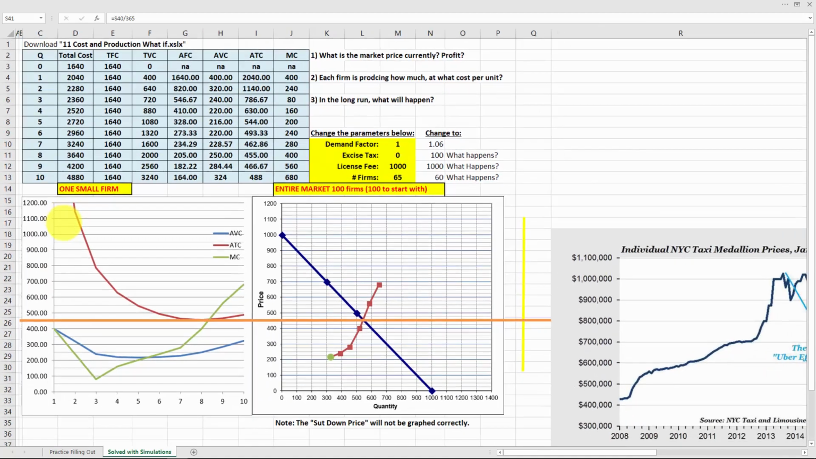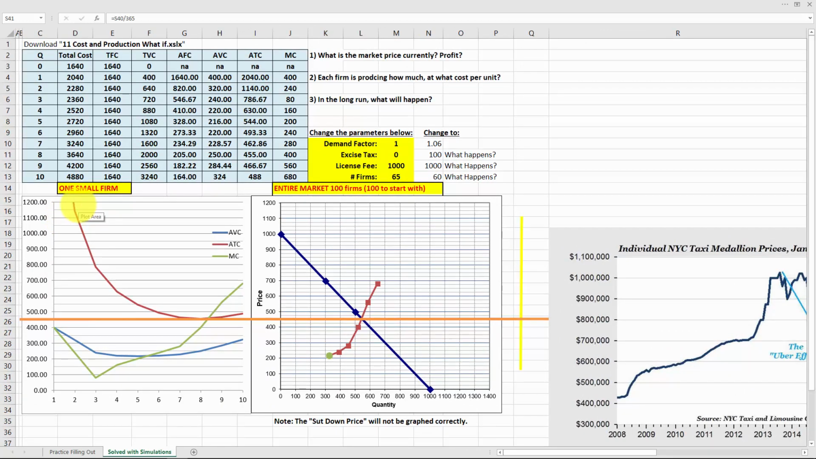So play around with this little simulation here. If you play around with it and it helps you to understand what changes in the short run, what changes in the long run, and how especially things like license fees, changes in demand, or taxes might change both the short run and the long run behavior of firms, you will really start to understand how these cost tables and the structure of costs in a business can impact both the individual businesses and the market as a whole.